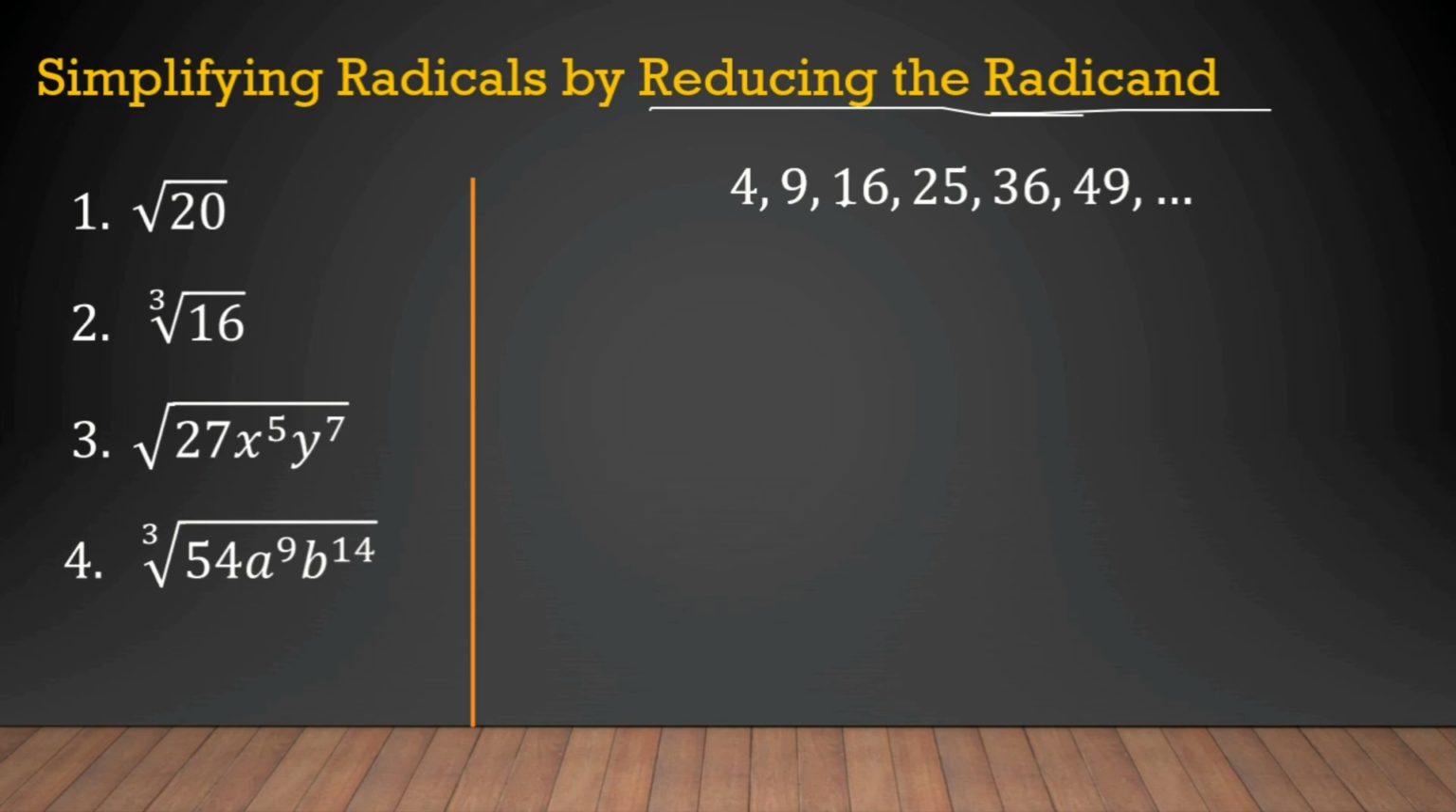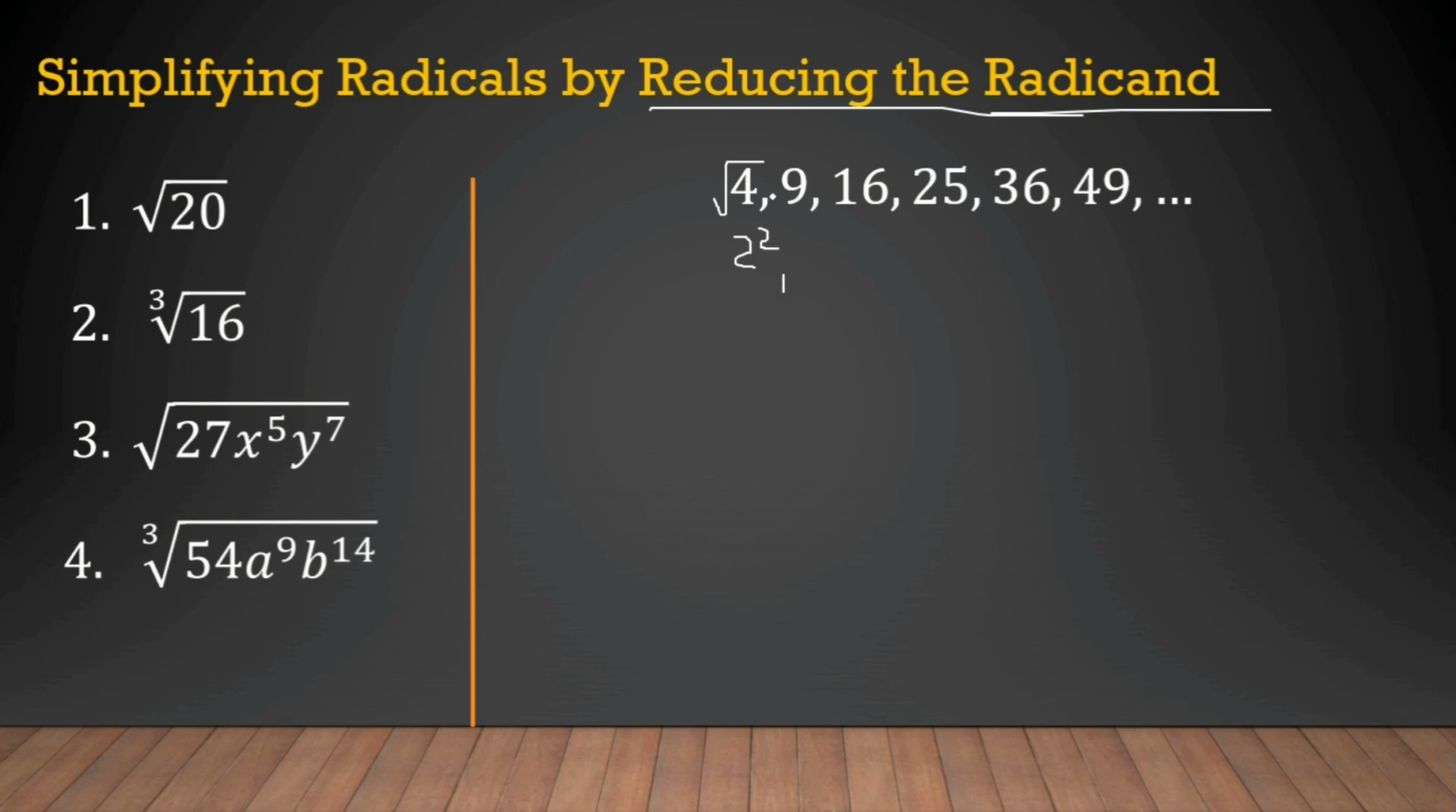Perfect square sila kasi meron silang mga factor na kapag i-multiply mo yung factor ng number na iyon sa sarili niya, dalawang beses, ang result or yung product ay mismo yung number na iyon. So, halimbawa dito sa 4. The square root of 4 is equal to 2 because 2 times 2 or 2 squared is equals to 4.